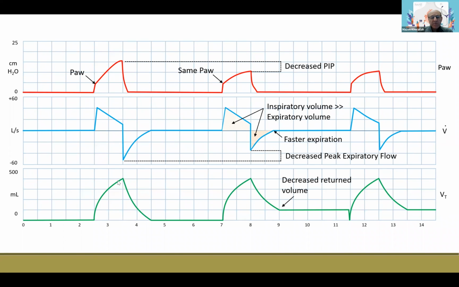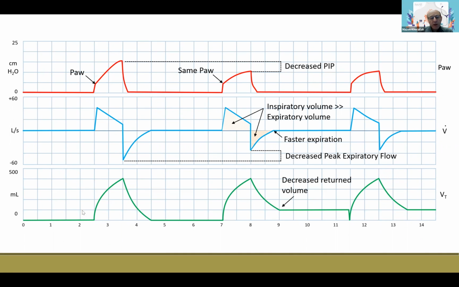This is similar to the previous one here. The machine doesn't know that we leaked 100 yet. So the machine in expiration will measure the volume. And you can see the volume goes down gradually. It would have reached 0 if we did not leak some of this air.